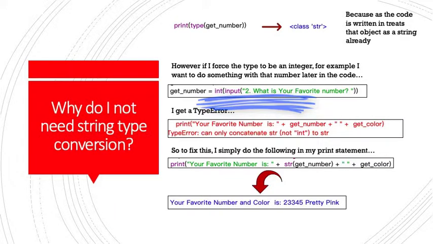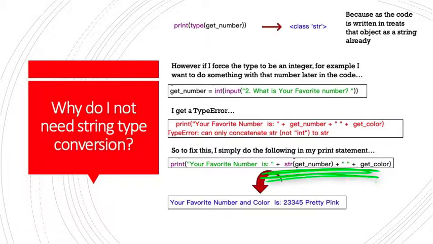When I do that and I try to print it out, I get a type error. You see it says "TypeError: you can only concatenate str, not int, to str." So when I use my plus signs and I don't type convert, I get that error. To fix this, it's very simple. I add the string method around my get_number variable, which I now force to be an integer. When I do that, you see, I get a new printout statement. "Your favorite number and color is," it takes the number, it takes the color, and all is right with the world again.